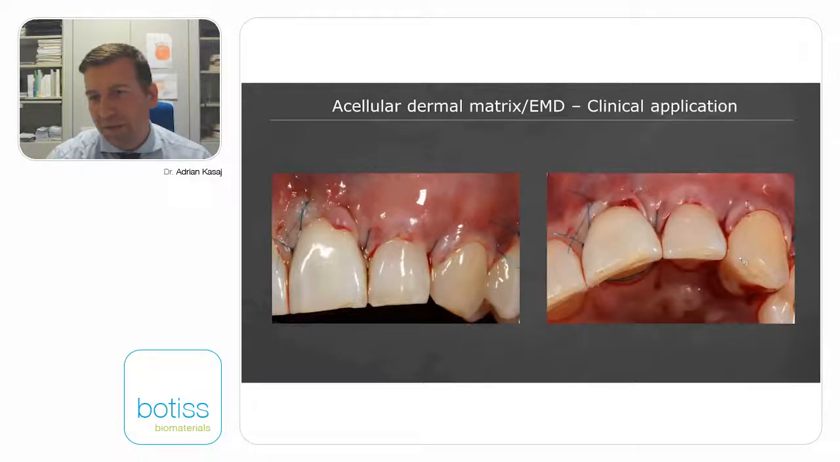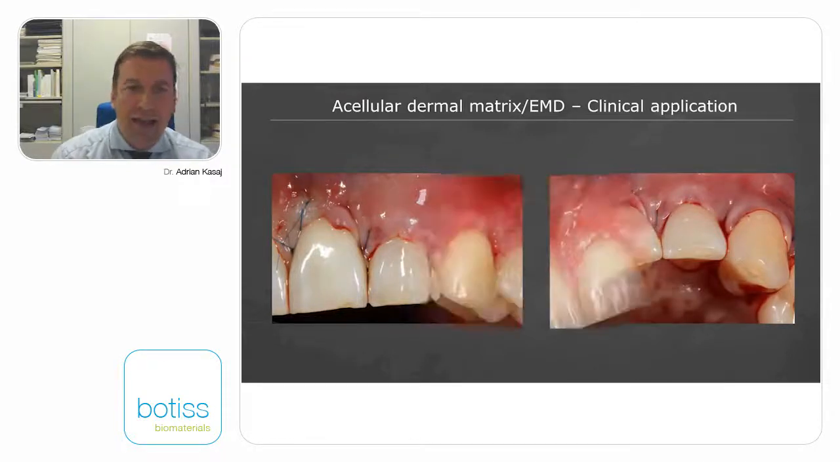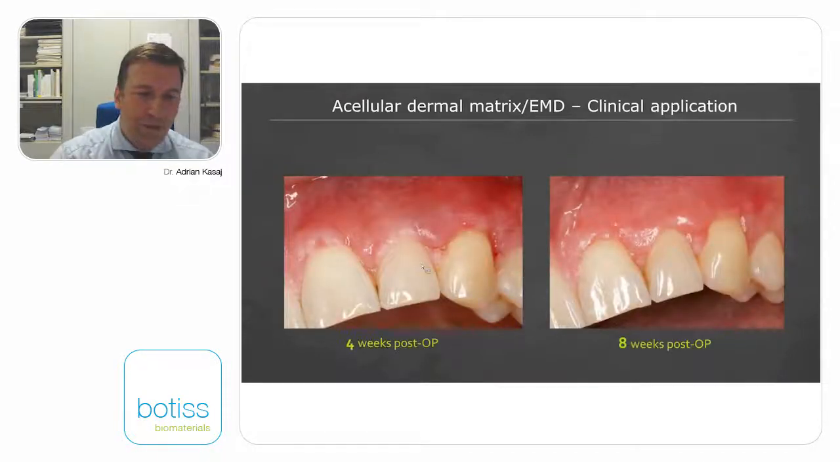You can see the view from the occlusal side to see that it is properly closed. And you can see the early healing period, 4 weeks post-operative. Again, you might see this cleft where the mucoderm meets the papilla. However, already after 8 weeks, you can see that this cleft is not visible as it is here after 4 weeks, just due to the remodeling process.